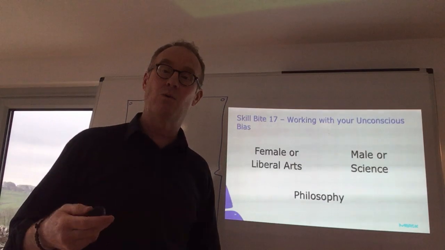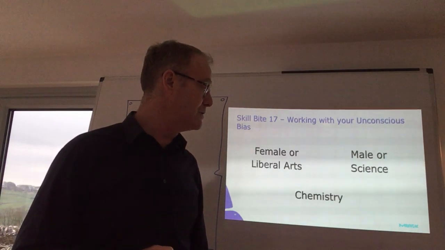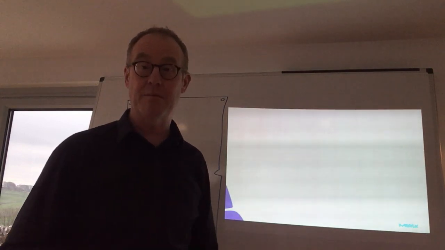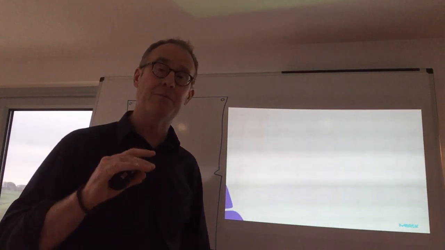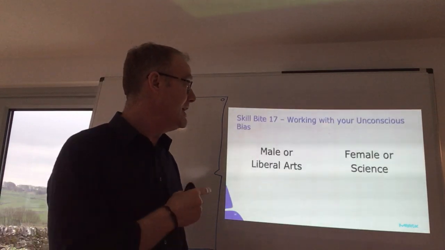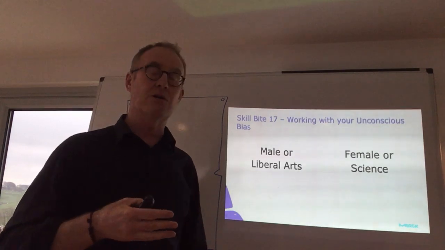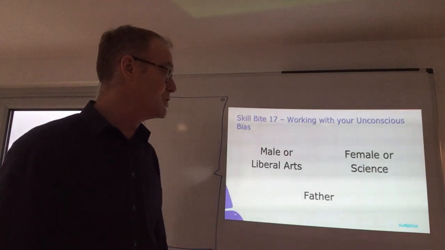So we're working our way through these and we're asking them to categorize on 2 different levels now, all the way through till we get a blank screen. Now the bit that's going to be interesting is how we then switch the categories around. If it's male or liberal arts, we say left. If it's female or science, we say right. And what do you notice?